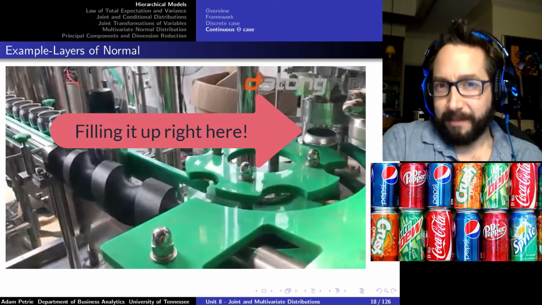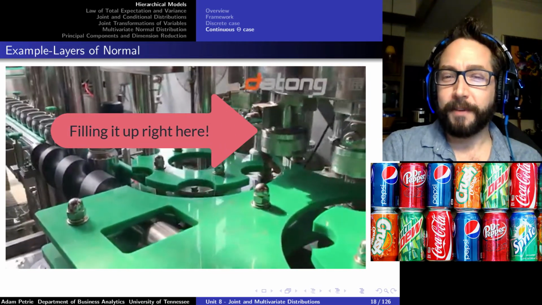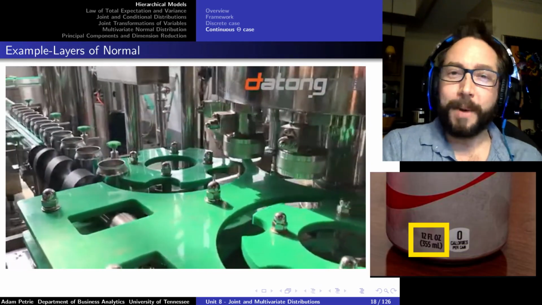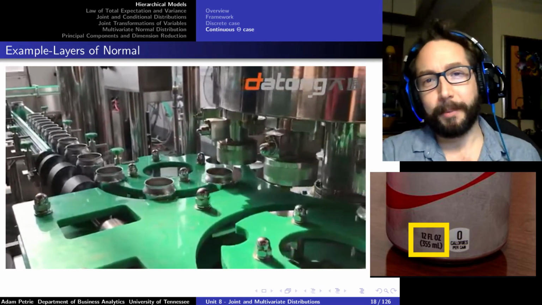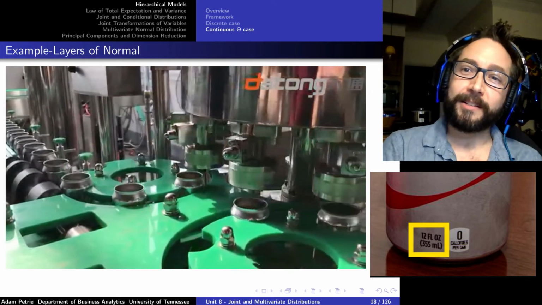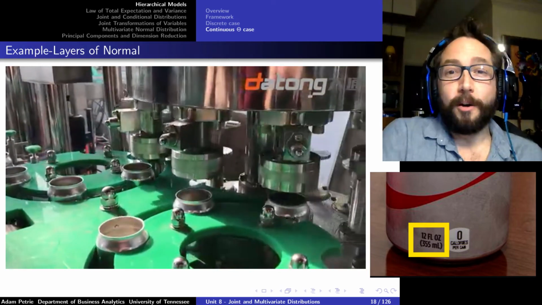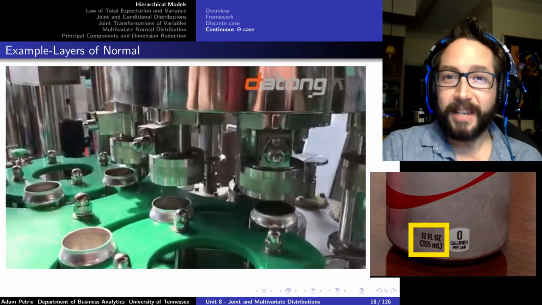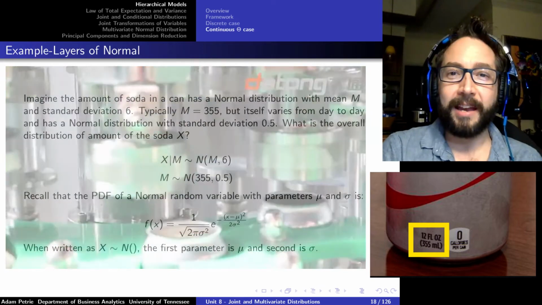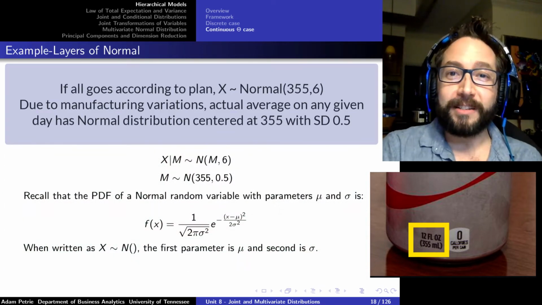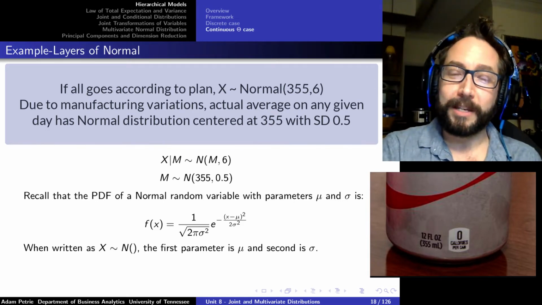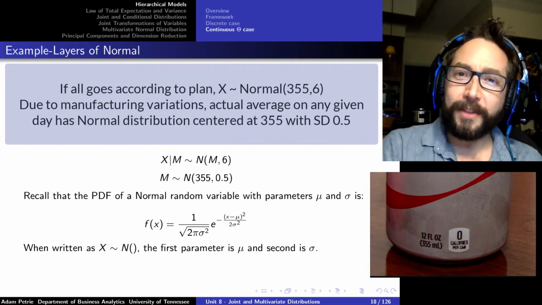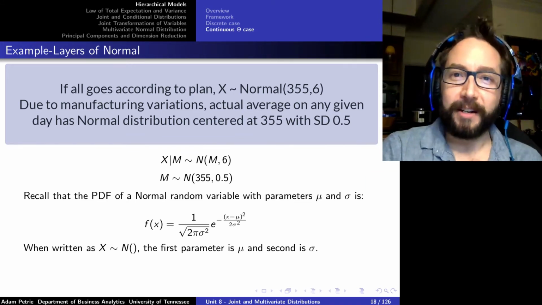Now, by design, the label actually says that there's 355 milliliters, but we know better. There's going to be a little bit of randomness due to the manufacturing process, so sometimes there's a little bit more, and sometimes there's a little bit less. So maybe overall, given a particular way of filling up these cans, the amount of beverage inside the can might be well described by a normal distribution with a mean of 355 and maybe a standard deviation of 6. But what if there are manufacturing variations?